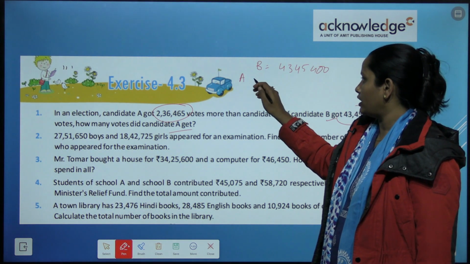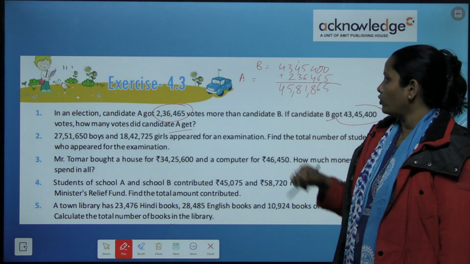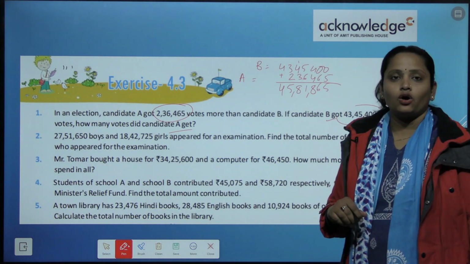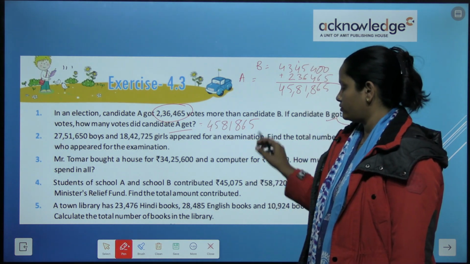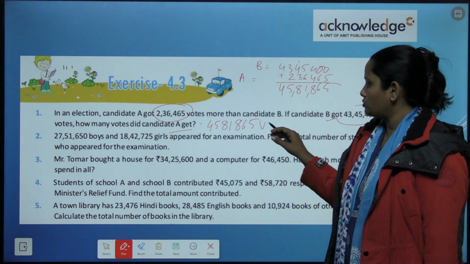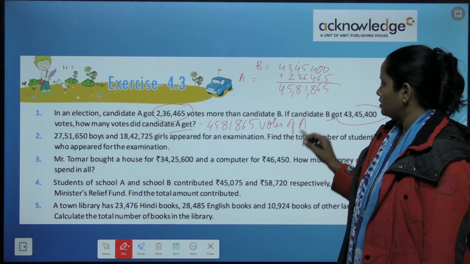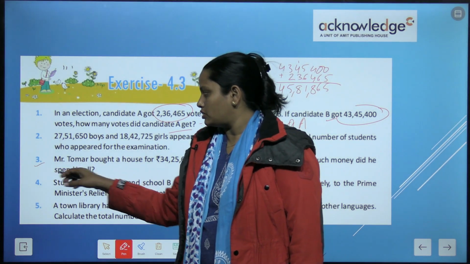We have to find out A's votes, so we will add. So the total votes A got is 45,81,867. So these many votes are for A. I hope this is clear. Similarly, let's do this question number 3.